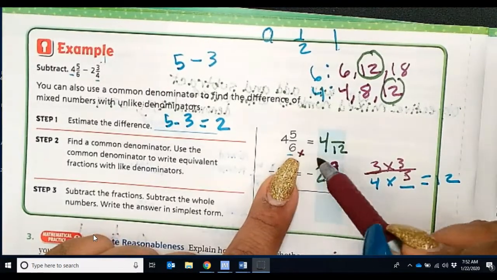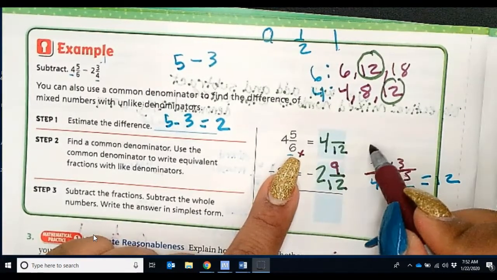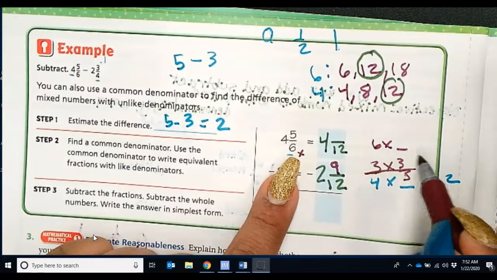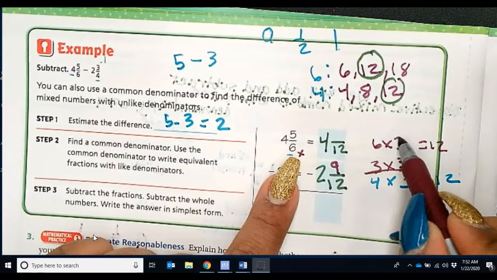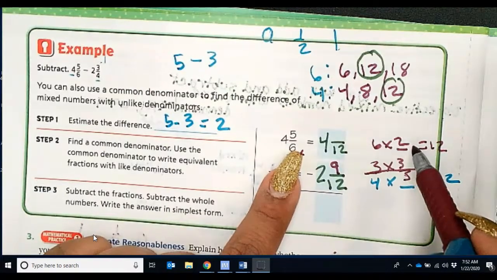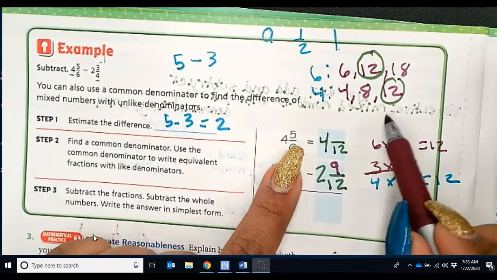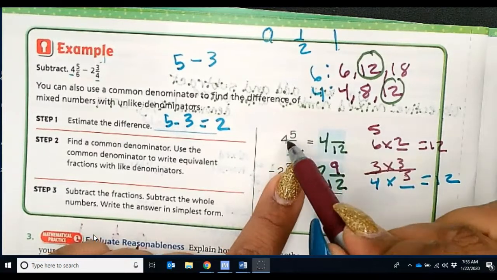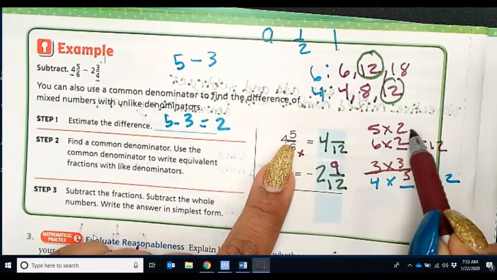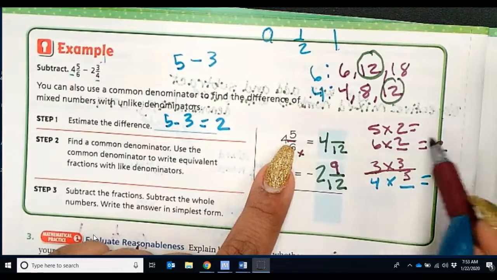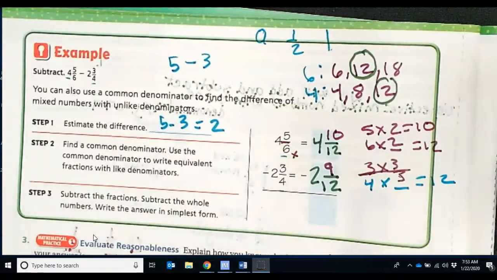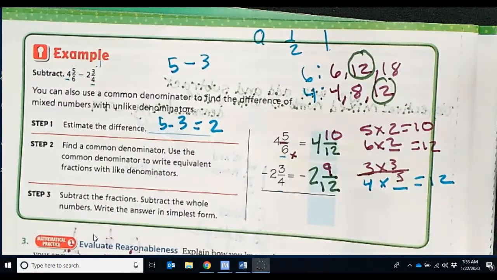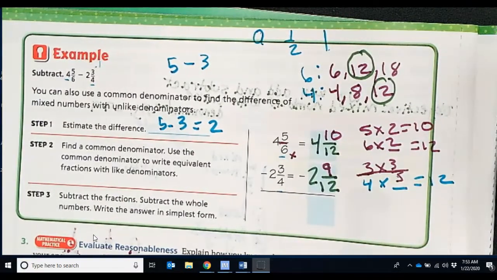Now I need to do the next one. 6 times what number equals 12? Okay, so 6 times what number equals 12? If you said 2, you are correct. And if I multiply my denominator by 2, then I need to multiply my numerator, which is 5, times 2. What's 5 times 2? 10, right? So there, I found my equivalent fractions, and now I am ready to subtract.